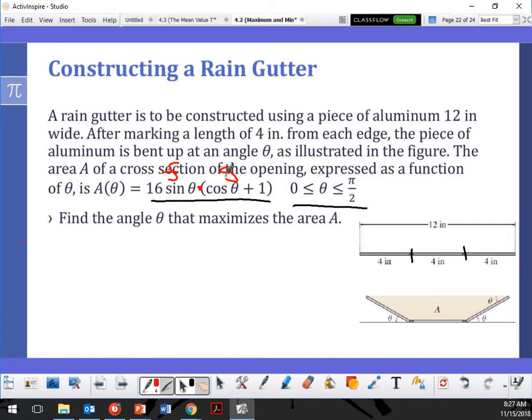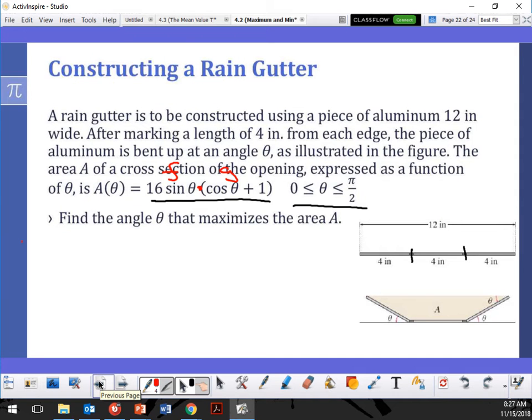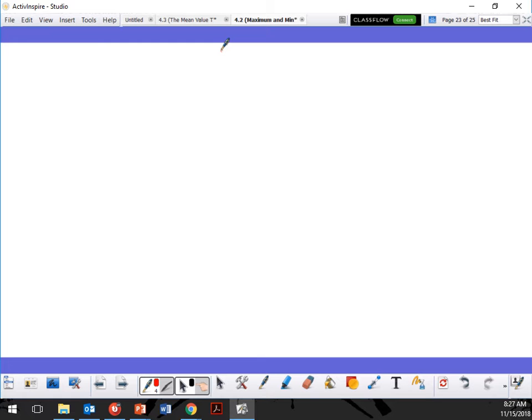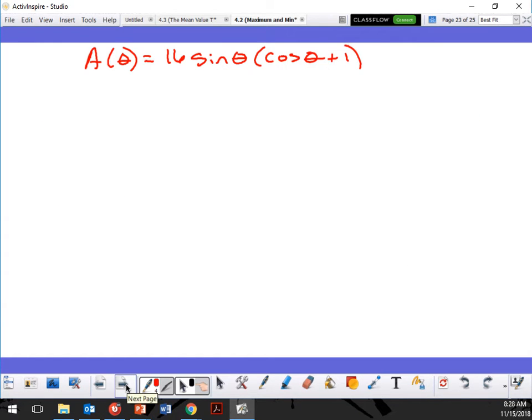I am going to another slide on this one. Insert page after. Okay, so A of theta is equal to 16 sine theta times cosine theta, was it plus 1 or minus 1? Like that, right? There we go. So, like I said, I'm calling this F and calling this G.